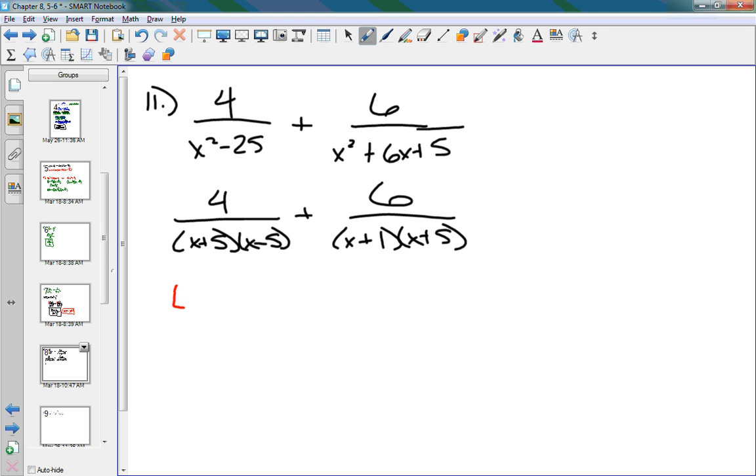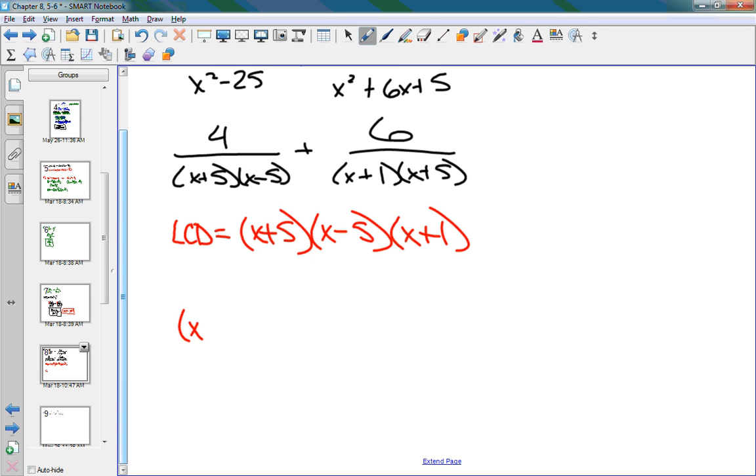Now, I need my least common denominator. Do they both have an x plus 5 in them? Yep, so I'm going to have an x plus 5. Do they both have an x minus 5? Nope, but they need to. Do they both have an x plus 1? Nope, but they need to. And we already know we have an x plus 5. Do we all see that, yes or no? So each one of these fractions needs to have that ugly denominator.